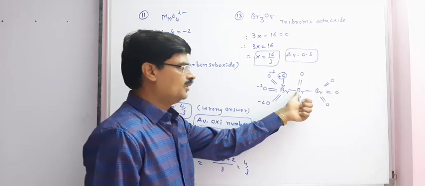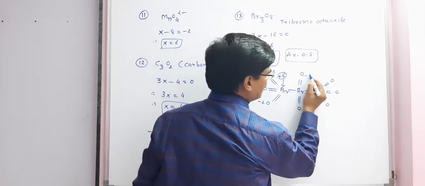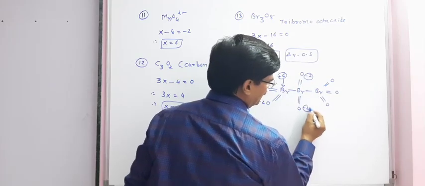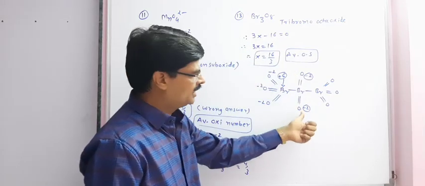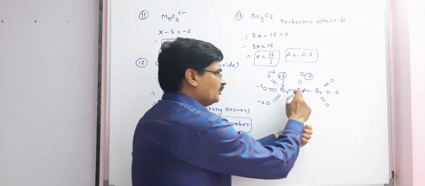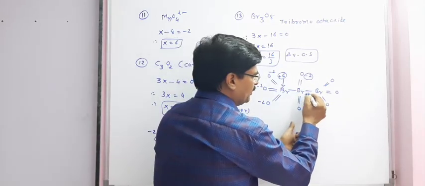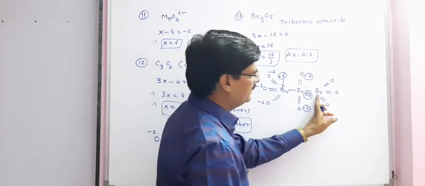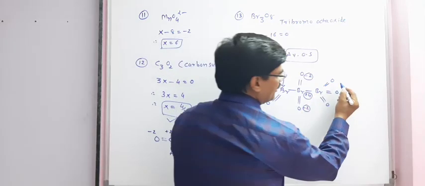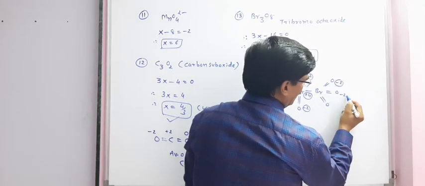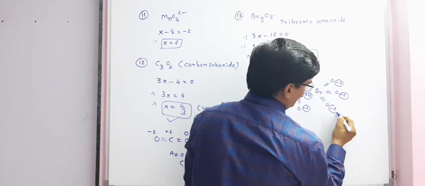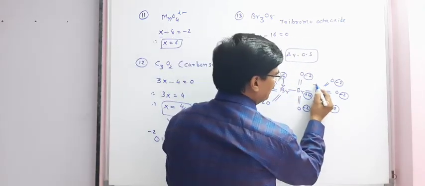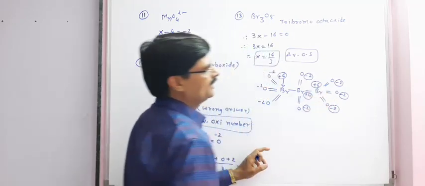Correct? Now, for this bromine, oxidation state of oxygen is minus 2, again minus 2, here also minus 2. So for this bromine, we will get plus 4 oxidation state. In the same way, in the third bromine, we have minus 2 oxygen, minus 2, and here also the oxidation state of oxygen is minus 2. So for this bromine, the oxidation state is equal to plus 6.